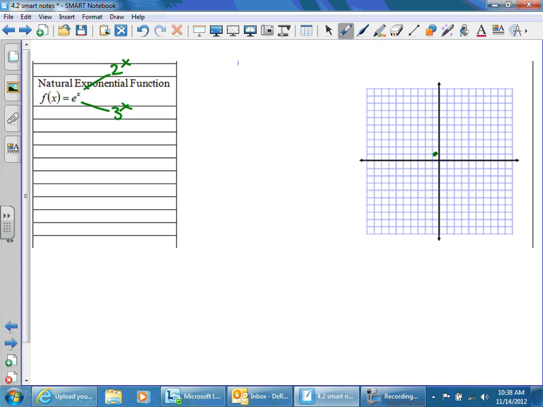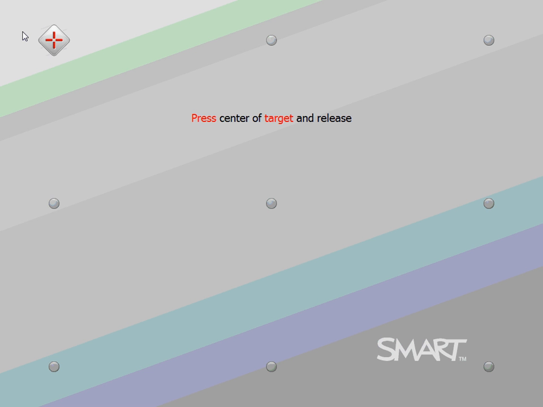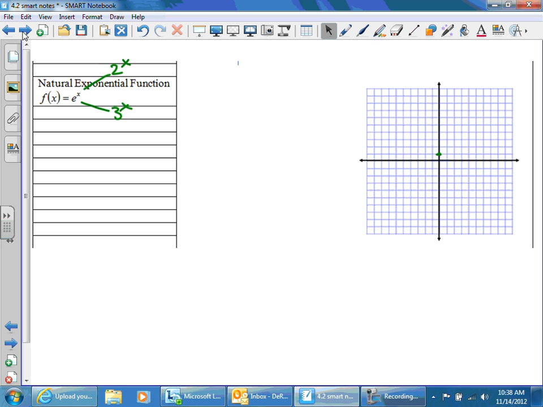So the smartboard is not aligned really well. So at 0, I'm at 1. Actually, give me a second. I'm just going to align this really quick. Make my life easier. I hope that didn't stop it. All right, sorry about that.